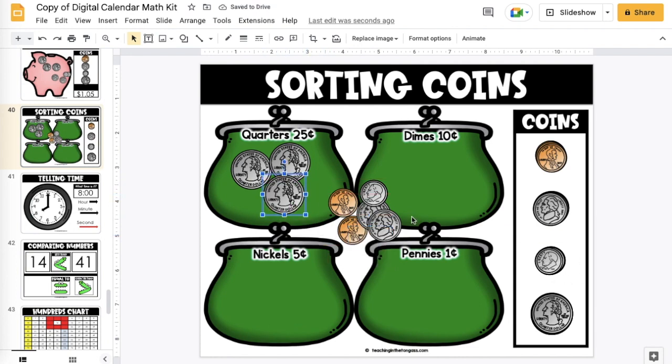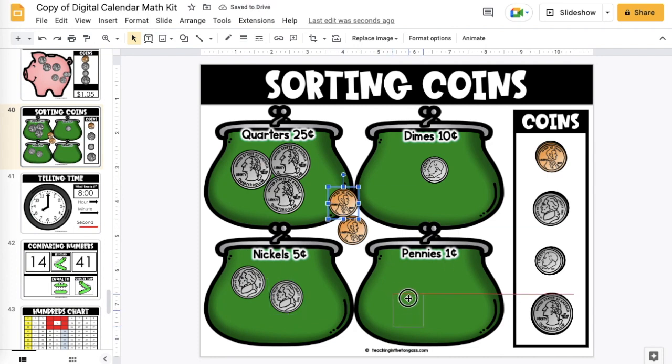Next up is dimes. These are worth 10 cents, so we're going to move our dime, little and thin, over to the dime coin purse. We have nickels that are worth 5 cents. We're going to move nickel, thick and fat. You're worth 5 cents, I know that. Pennies, 1 cent, copper brown.